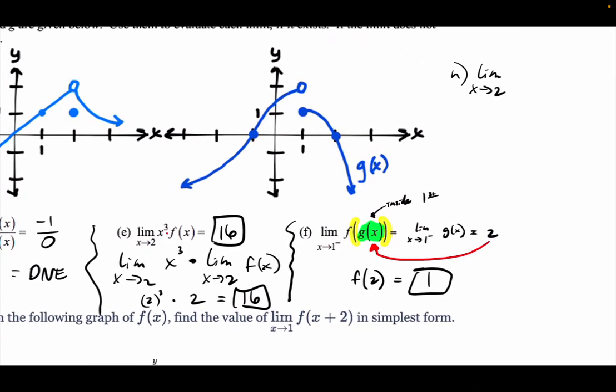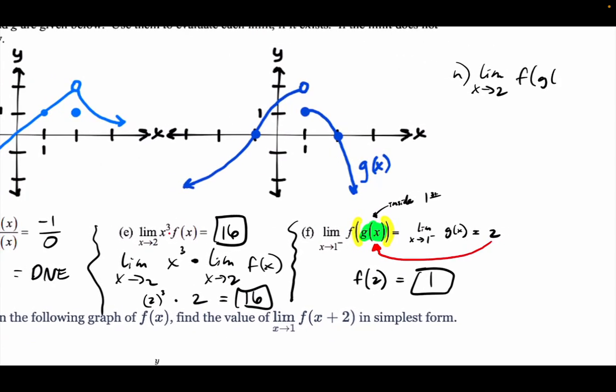Where does f move to? And let's do f of g of x. Where does it move? Zero? So let's see. I haven't done it yet. So we're going to find the limit as x approaches 2 of the inside. So the limit as x approaches 2 for g of x is 0, right?